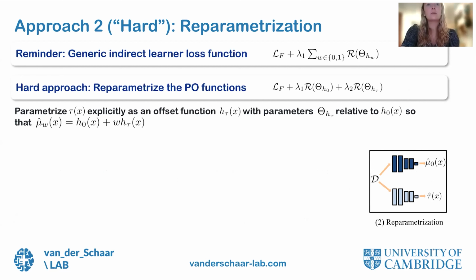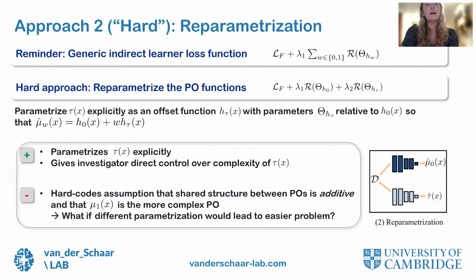Therefore, we considered a second approach, which we also call the hard approach, because we reparameterize the potential outcome functions. And here we parameterize the treatment effect explicitly as an offset function from a baseline, so that the treated surface can be expressed as the sum of a baseline and the treatment effect. This parameterizes the treatment effect explicitly and gives you direct control over the complexity of the treatment effect, but it also hard codes the assumption that the shared structure between the potential outcomes is additive, and that the treated function is the more complex of the two potential outcomes. And of course, this is not necessarily true. In reality, we don't know this.